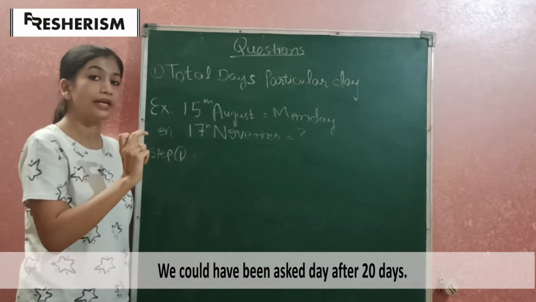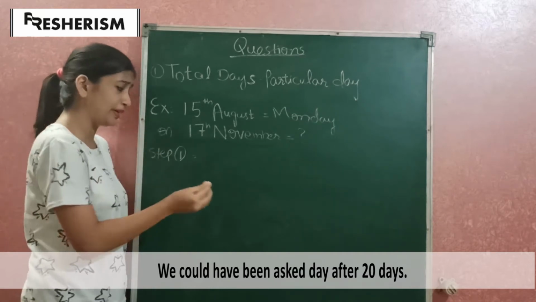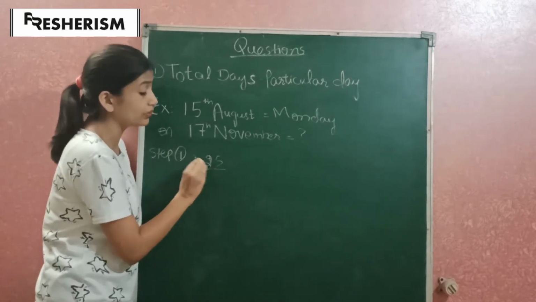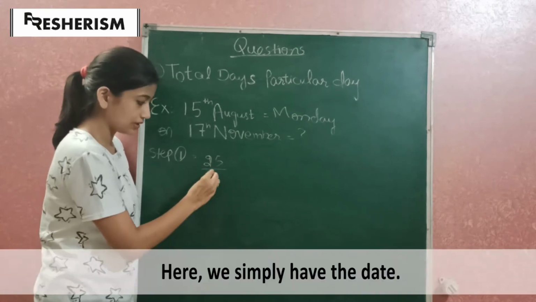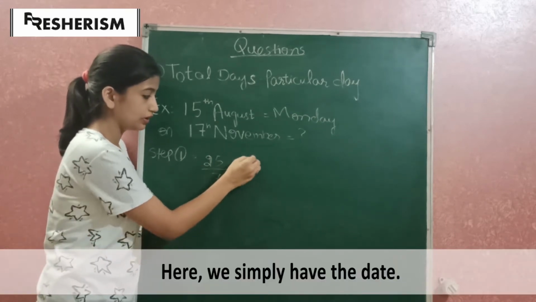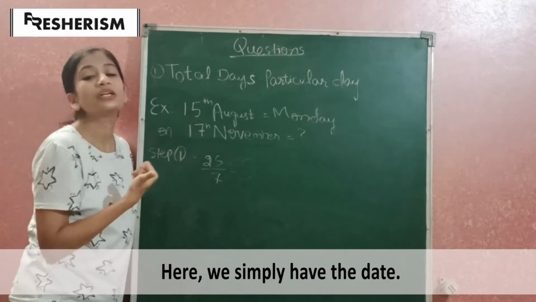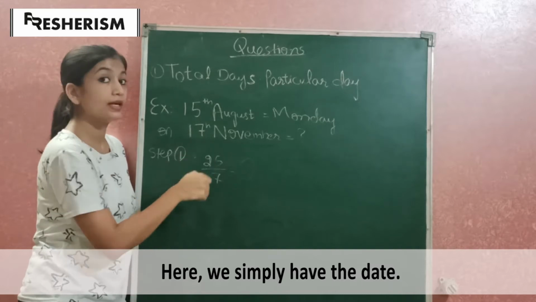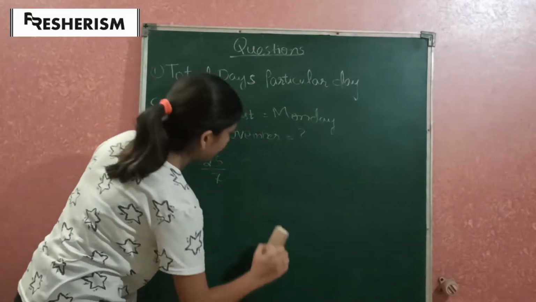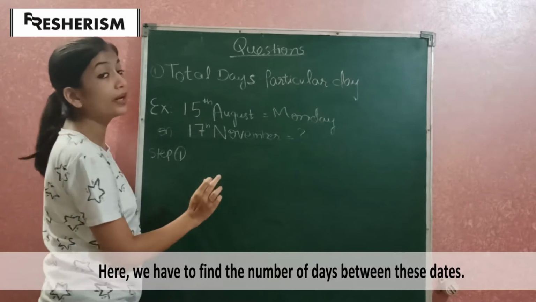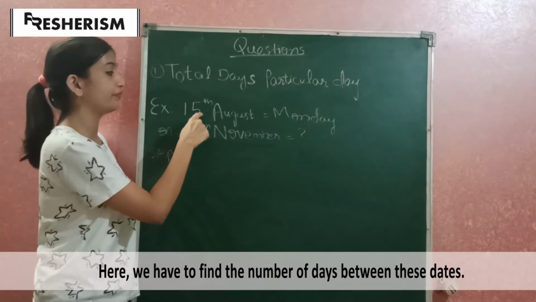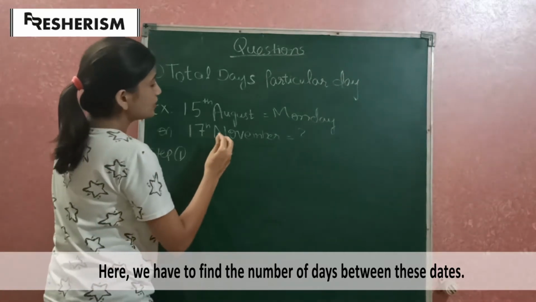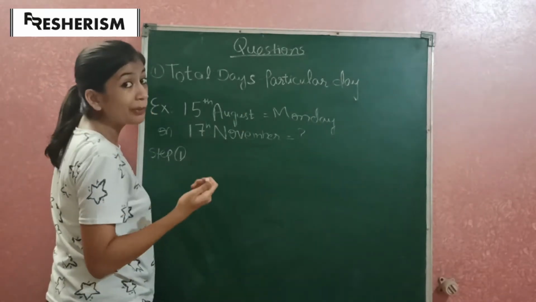If the days before or after are given, say 25 days, simply divide those days by 7 and find the remainder. But here, we don't have the before or after days. We simply have the date. So what to do in this particular case? We have to find the number of days between 15th August and 17th of November. So between August and November, how many months are there?